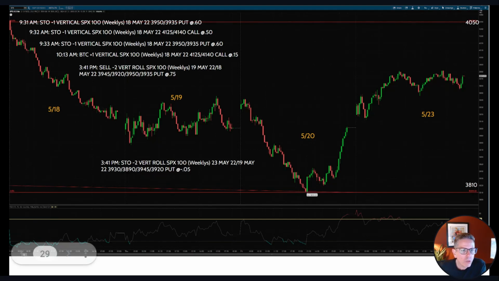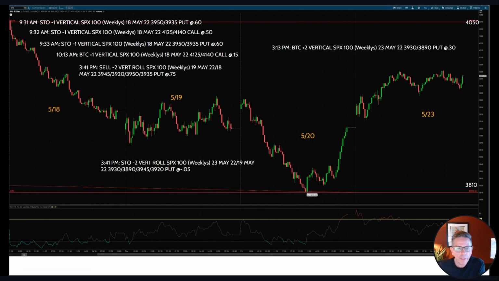Then here we had to roll that put spread trade again. So we rolled that trade again, and we got a debit of 5 cents on that trade. And then as the market went down and then moved up higher, basically we closed that position for 30 cents.